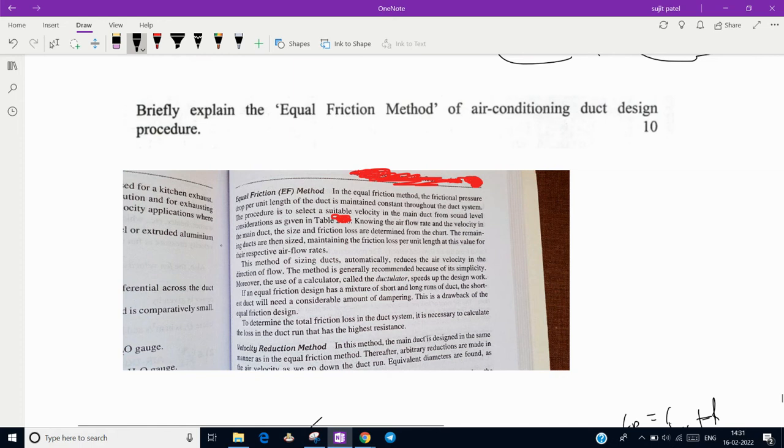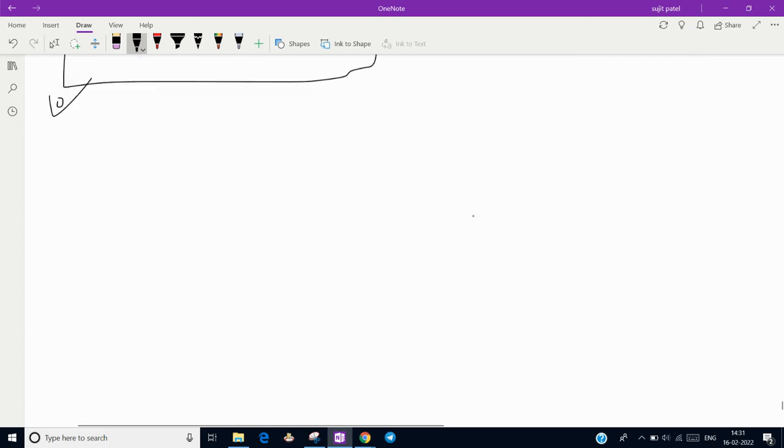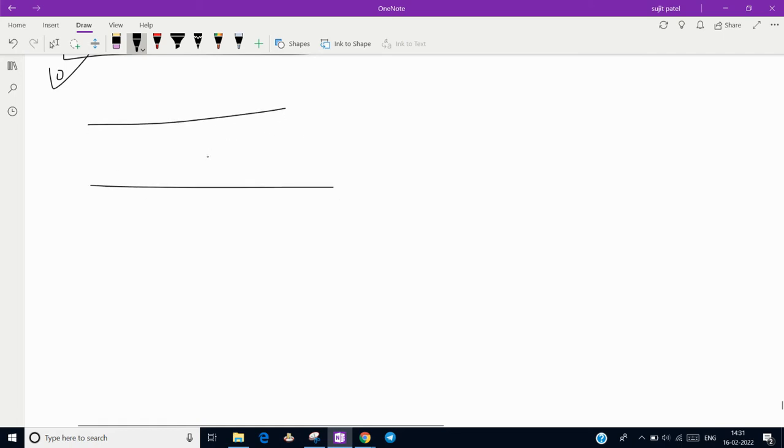Now let us move to the second question, our today's last question, on the equal friction method. How do we describe the equal friction method? What are we doing in this method? Suppose this is a duct, and we are designing the duct in such a manner that suppose its length is 1 meter.